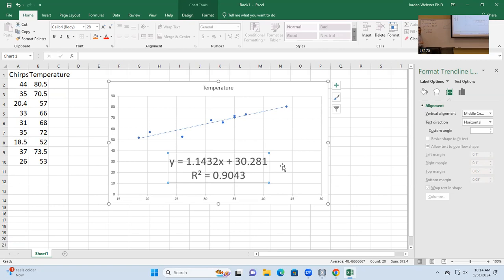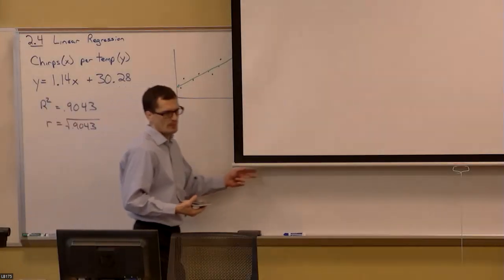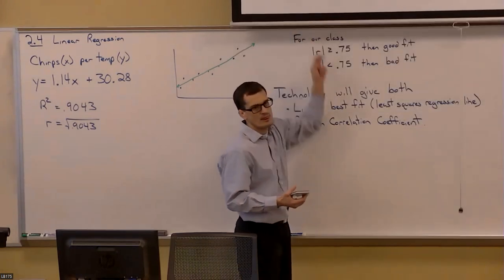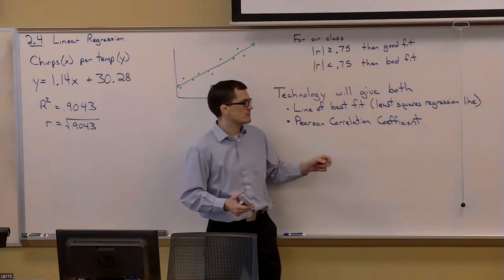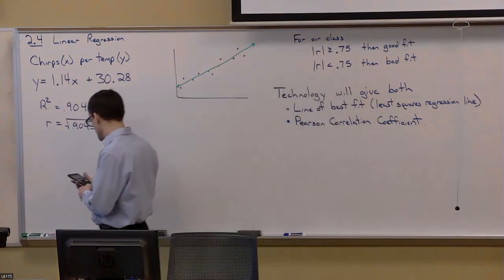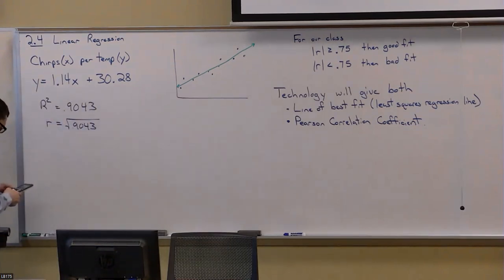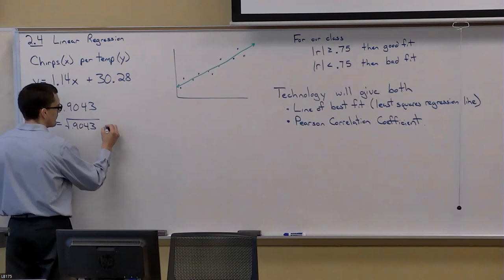I just take the square root of 0.9043, and I'll get the R. So that's the line of best fit, which is also called the least squares regression line. The Pearson correlation coefficient is going to be the square root of 0.9043, which is 0.9509 roughly.